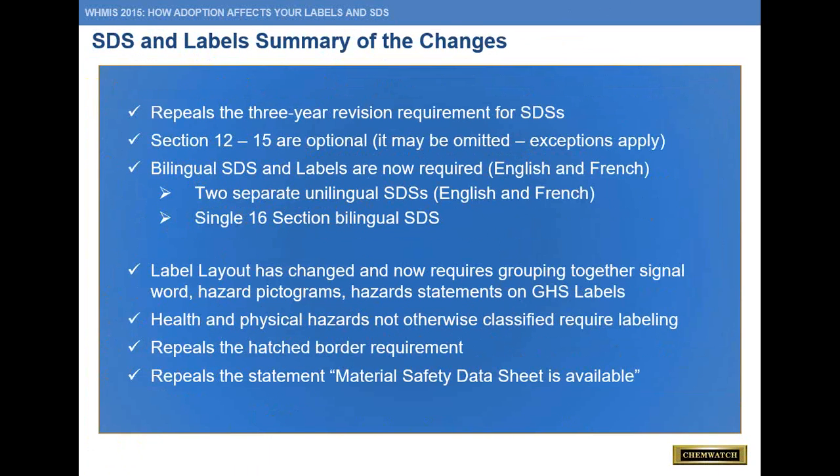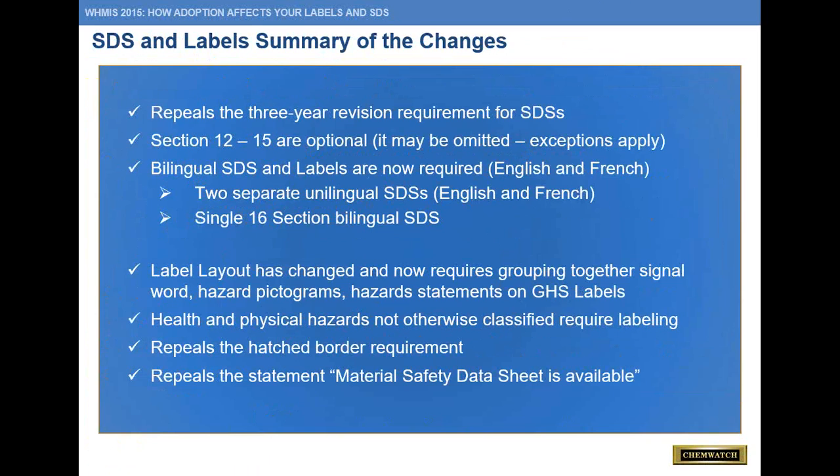So, a summary of the changes. WHMIS 2015 repeals the 3-year revision requirement for SDS. Sections 12 and 15 are now optional. There are exceptions, but they can be omitted. Please read the exceptions carefully. That's up to you, quite frankly, to be compliant, not for them to tell you exactly what you need to put in there. Bilingual SDS and labels are now required.